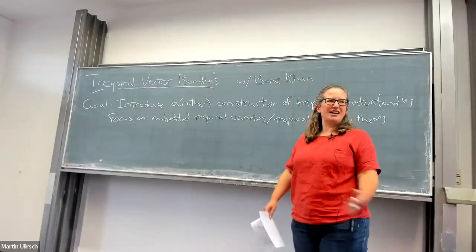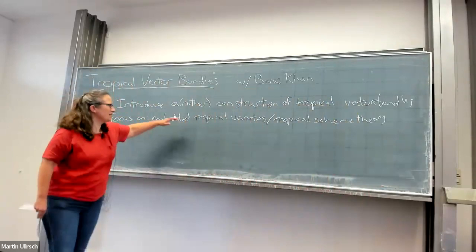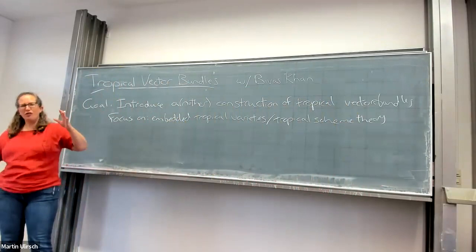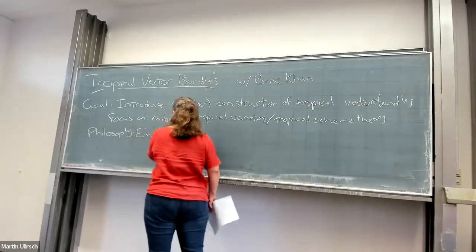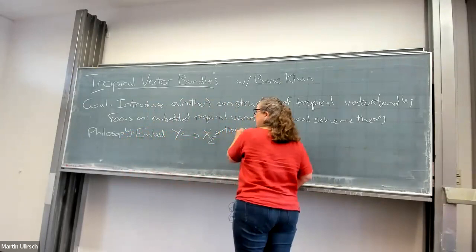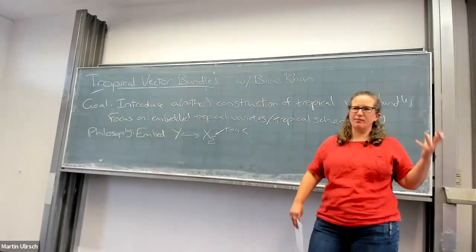So let me tell you at least the way I'm thinking about it, particularly to focus on this embedded. If you're very much not a tropical person, I think the philosophy here is to think that I have a variety Y I care about, and I'm going to embed it into some toric variety in such a way that the geometry of the toric variety is going to tell me something about the geometry of X.